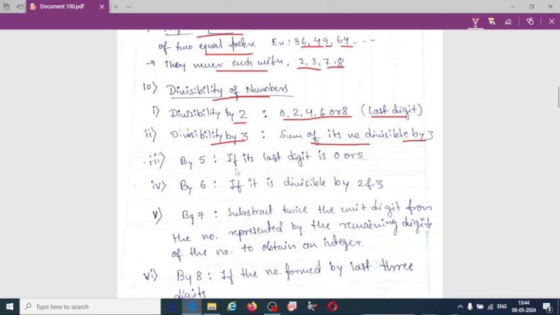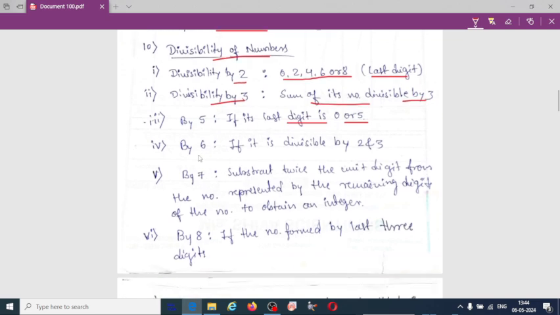So for 5, I should write here: if its last digit is 0 or 5, then that number is always divisible by 5. So for 6, if it is divisible by 2 and 3, then that number is divisible by 6.